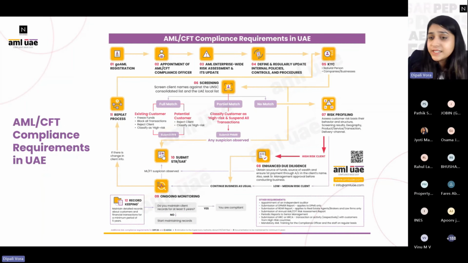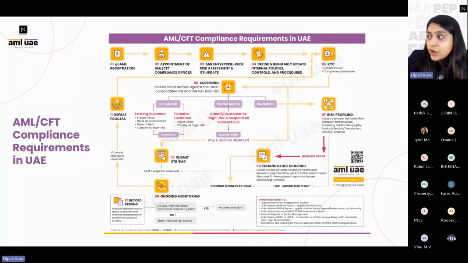When you screen a person and the profile is not matching with any of these sanction lists, the UNSC or UAE Local Terrorist List, the next step would be risk profiling because the screening results are clear. That means that person is not under any sanctions. Now you are in a position to determine how risky that person is, with respect to maybe some adverse media or the profile of that person. Is that person a PEP, etc.? On the basis of that, you will do risk profiling.